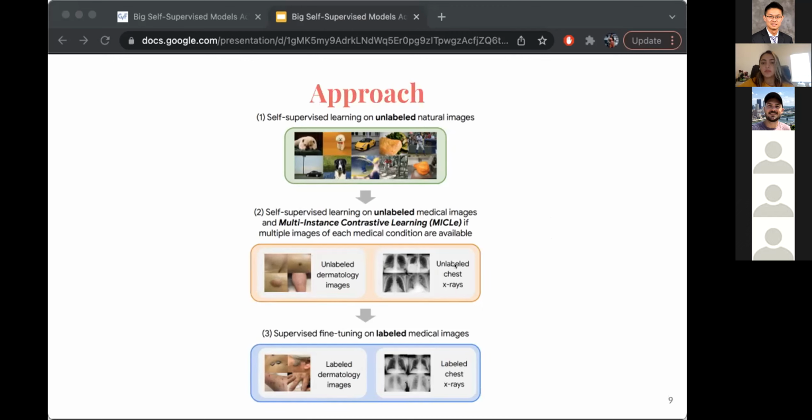So for example, they're using two different data sets. One is the dermatology images, and the other one is the chest X-ray images. If we have multiple images for the same patient for the same medical condition, we are using all of them. But if we don't have, we are just skipping that part. And the last step is supervised fine-tuning on labeled medical images. And again, we are using those two data sets.